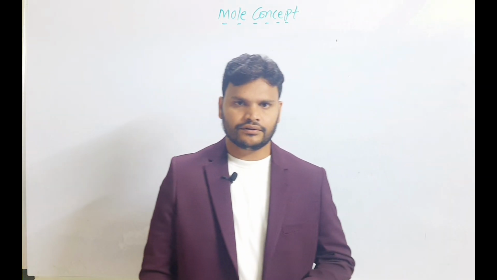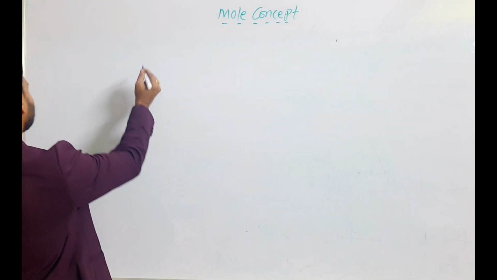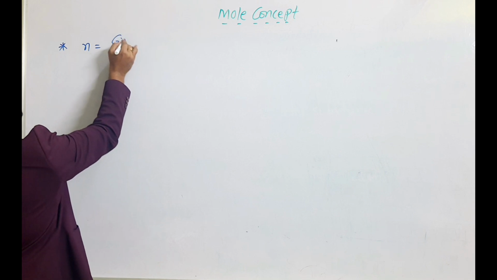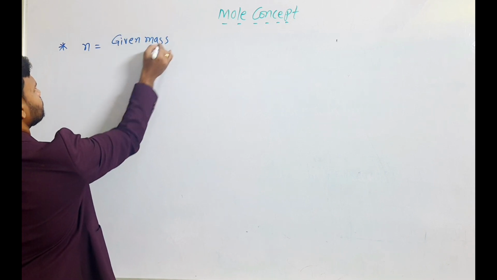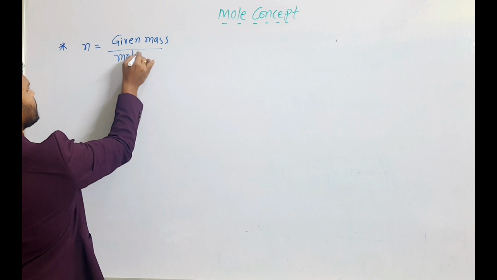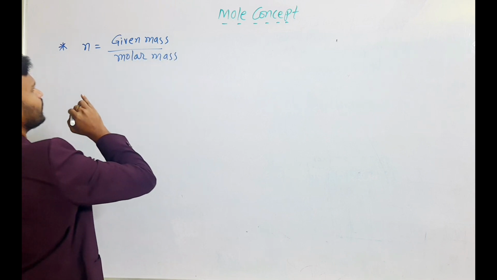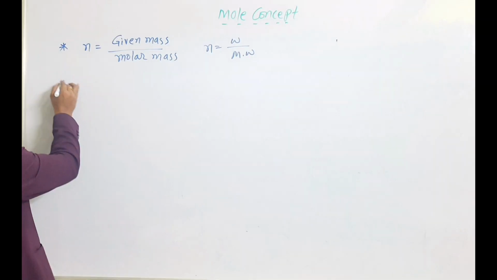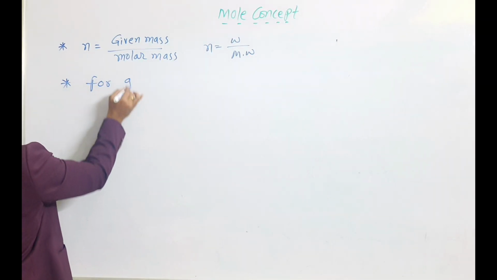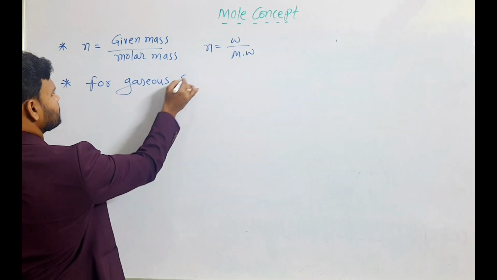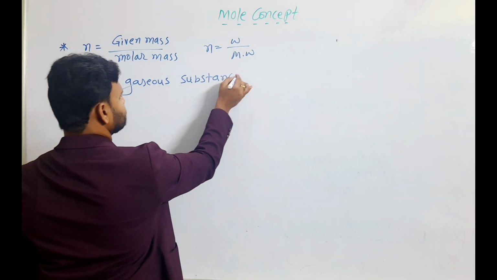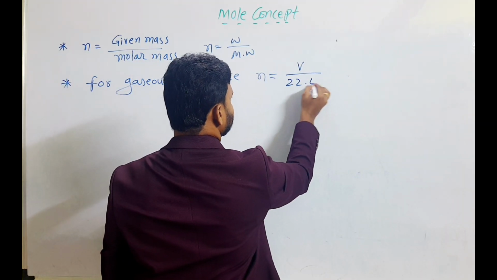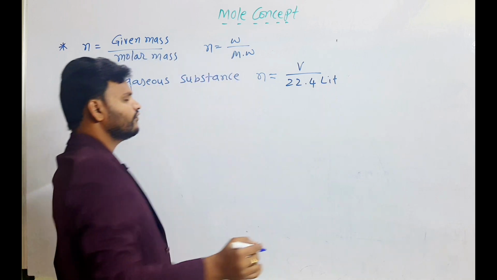Okay, next important formulas. How to find the number of moles? n equals given mass by molar mass. You can take it like this: n equals weight by molecular weight. For gaseous substance, n equals V by 22.4 liter. V means volume given.